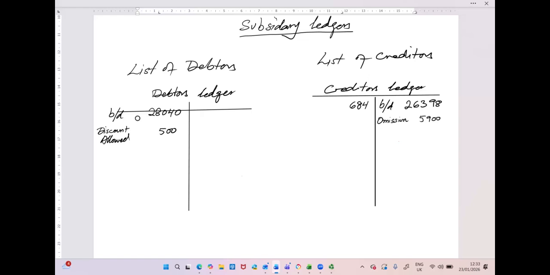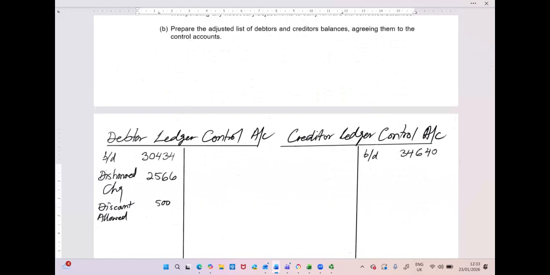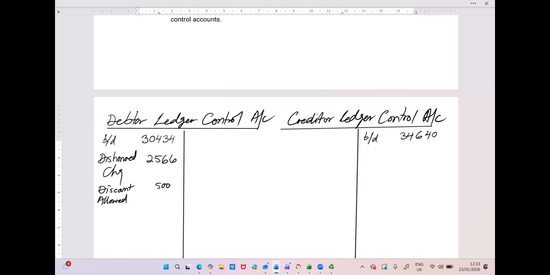684, omission, and the 1926, omission again. We will not update the control account because the question does not tell me that the control account has a problem.